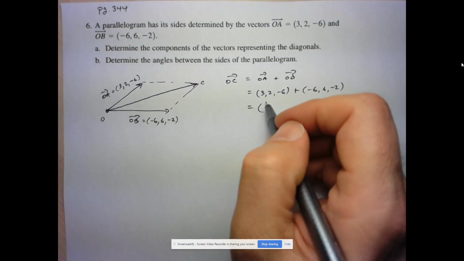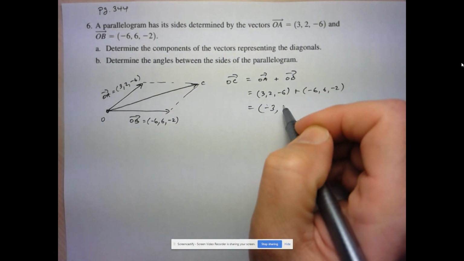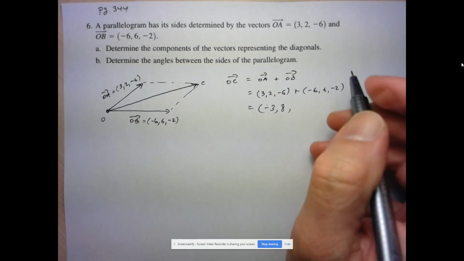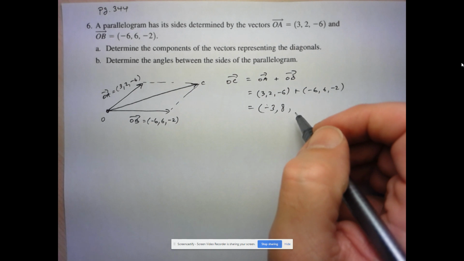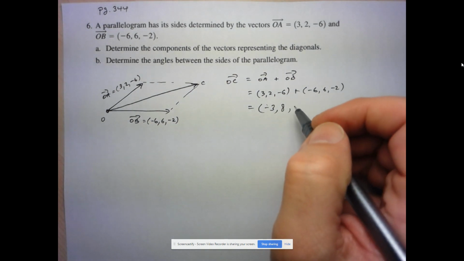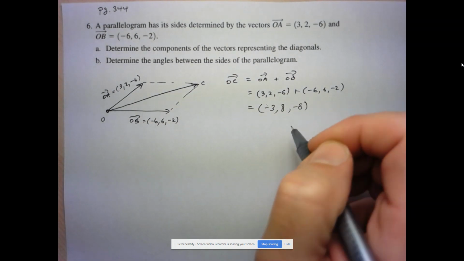3 minus 6 is negative 3. 2 plus 6 is 8. And negative 6 minus 2 is negative 8. Okay. All right.